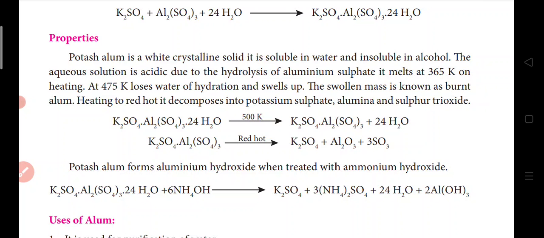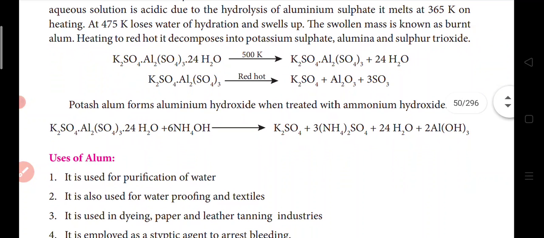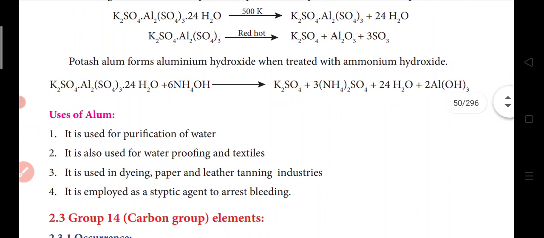The aqueous solution is acidic due to the hydrolysis of aluminium sulfate. It melts at 365 Kelvin on heating. At 475 Kelvin it loses water of hydration and swells up. The swollen mass is known as burnt alum. On heating to red hot, it decomposes into potassium sulfate, alumina and sulfur trioxide. Potash alum forms aluminium hydroxide when treated with ammonium hydroxide.